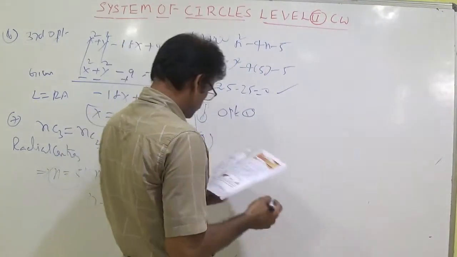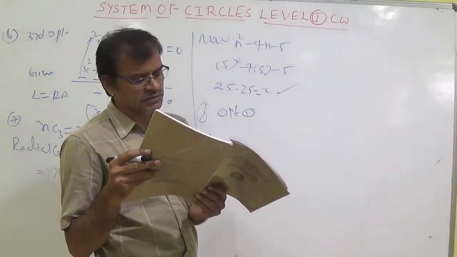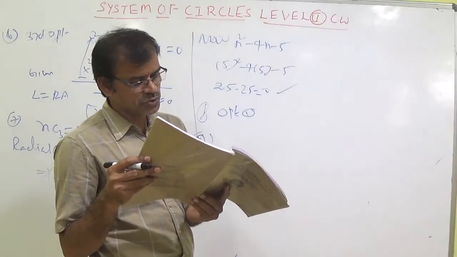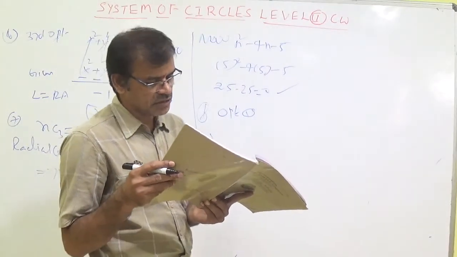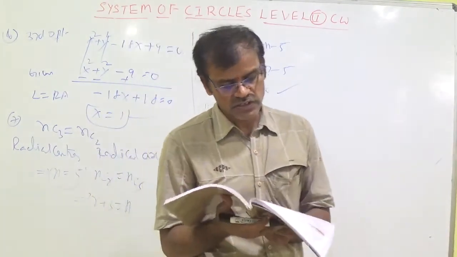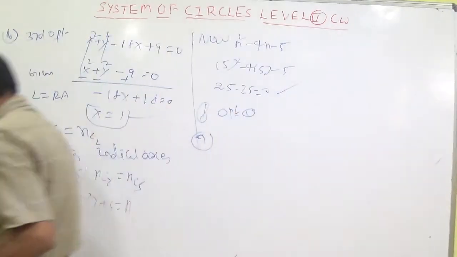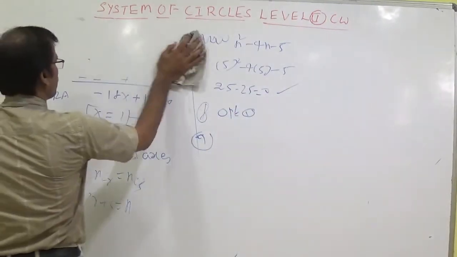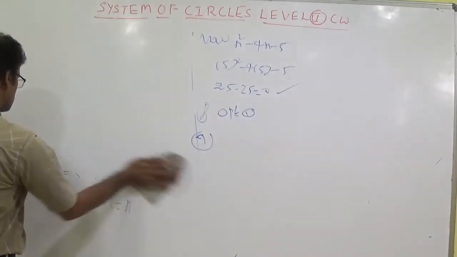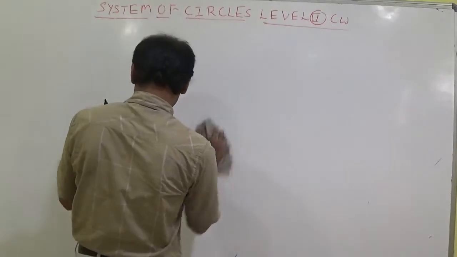9th question. The radical center of the first circle, second circle and third circle is minus 1 comma 1. Then what is g? Radical center means the point of concurrence of the radical axes of 3 circles is called the radical center.